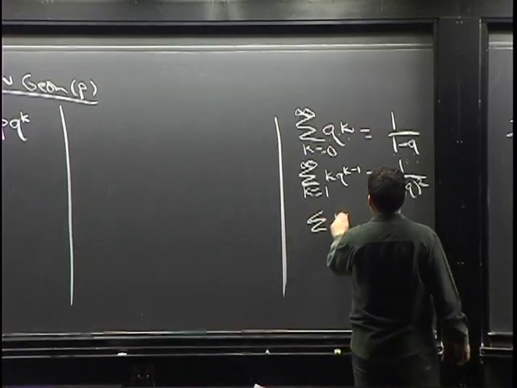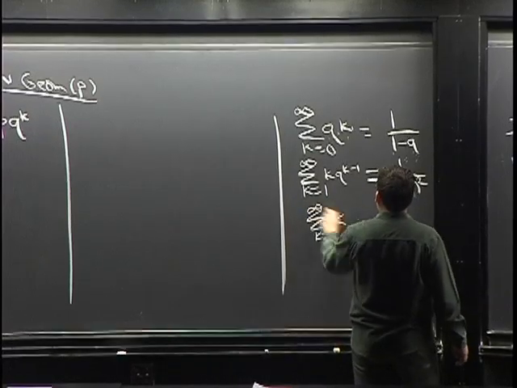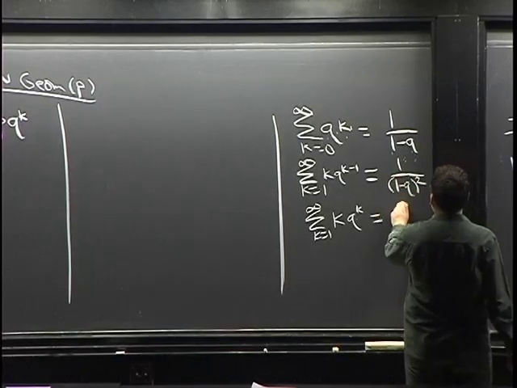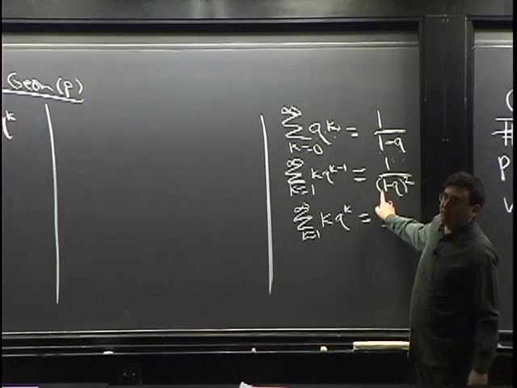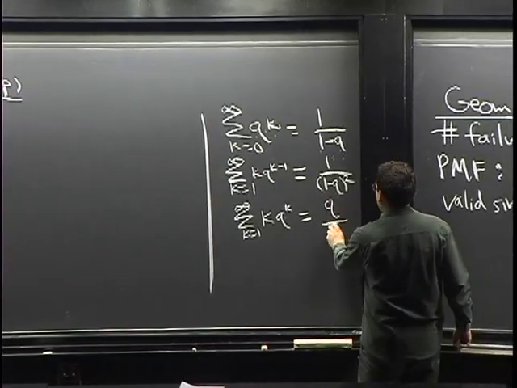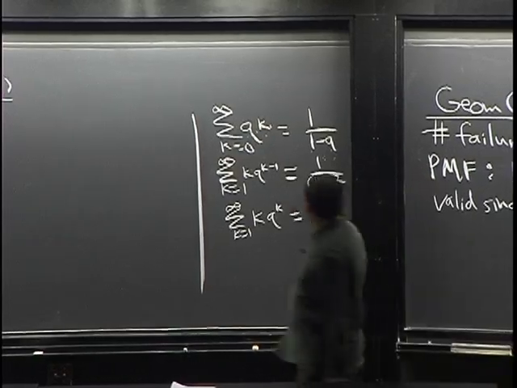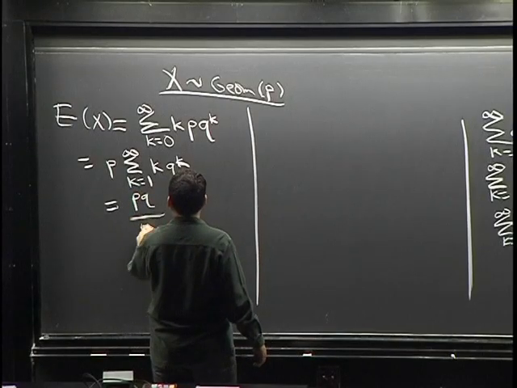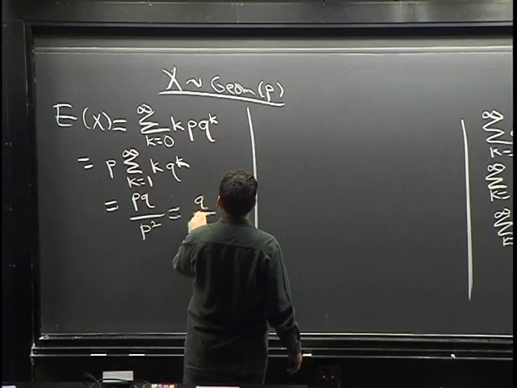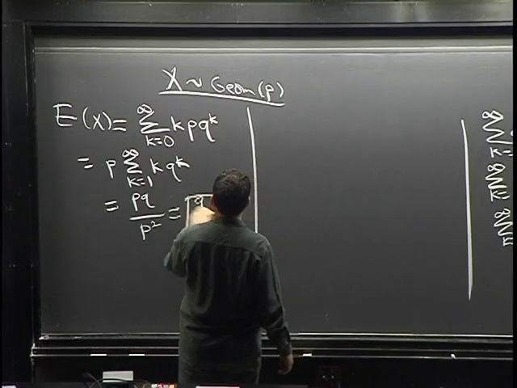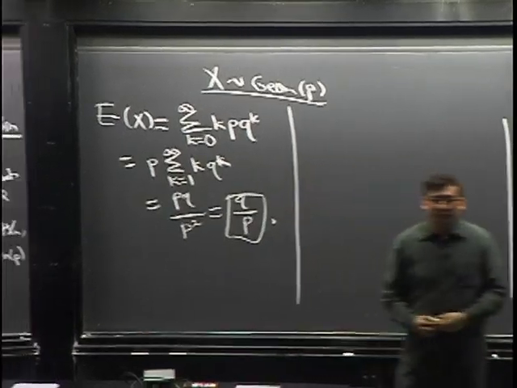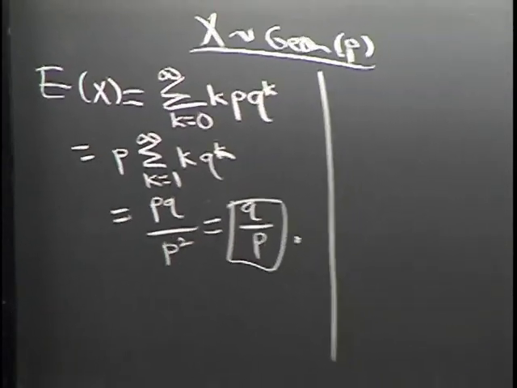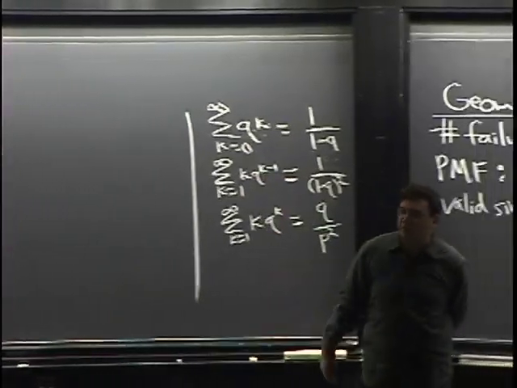So the sum of k q^k equals, multiplying both sides by q, q over (1 minus q) squared, and the denominator, by the way, is just p squared, because 1 minus q is p. So that's q over p squared. Now this is just p q over p squared, which equals q over p. So that's a trick for doing a sum like that: we start with something we know, then try derivatives and things like that.